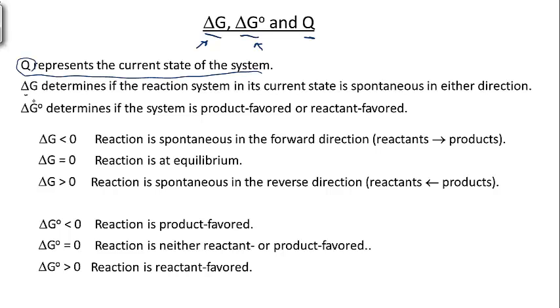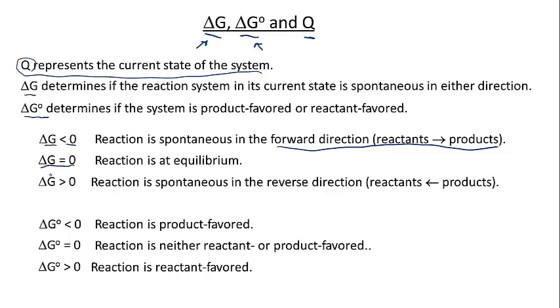Delta G determines if the reaction in its current state is going to be spontaneous in one direction or the other direction. And delta G0 determines whether overall a reaction is product favored or reactant favored. This will make more sense as we go on. If delta G, as opposed to delta G0, is less than 0, that means the reaction is spontaneous in the forward direction. That is same as before. If delta G is negative, the reaction will go forward.